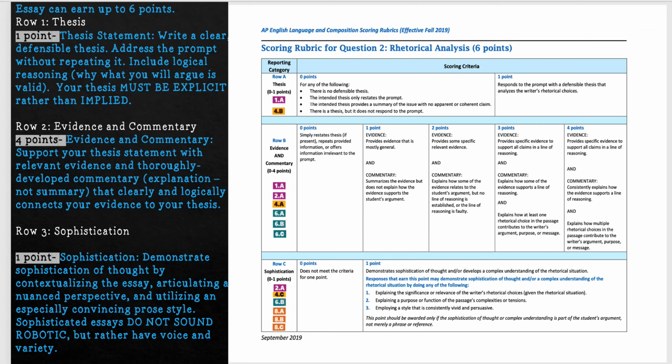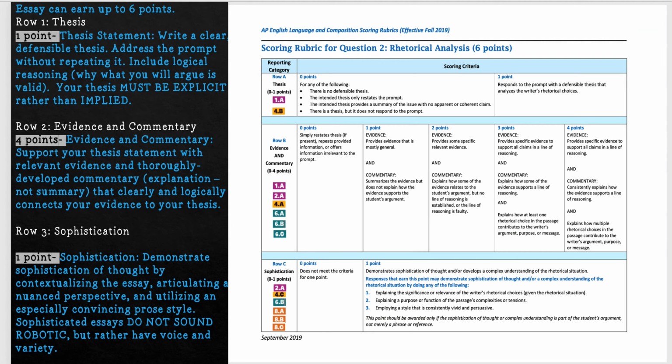So let's take each row piece by piece and understand what each row is asking of you. So we're going to look at the maximum points that are being awarded in row A. To earn the 1 point for your thesis, the writer has to respond to the prompt with a defensible thesis that analyzes the writer's rhetorical choices. So in this sense, the writer has to create a clear thesis statement that's easy to find by the reader. It should be explicit and not implied.